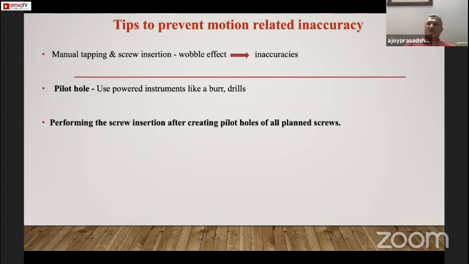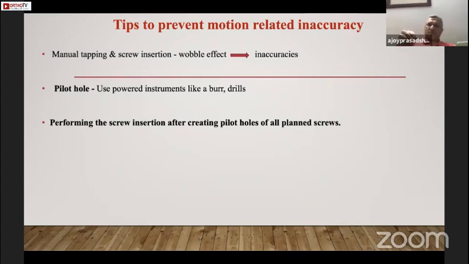And how to prevent motion related inaccuracies. One of the biggest problems is when you are doing manual tapping and screw insertion. There is a wobble effect which can cause inaccuracies while you are passing your screws. Therefore, it's always better to use powered instruments like burr and drills to make your pilot hole.